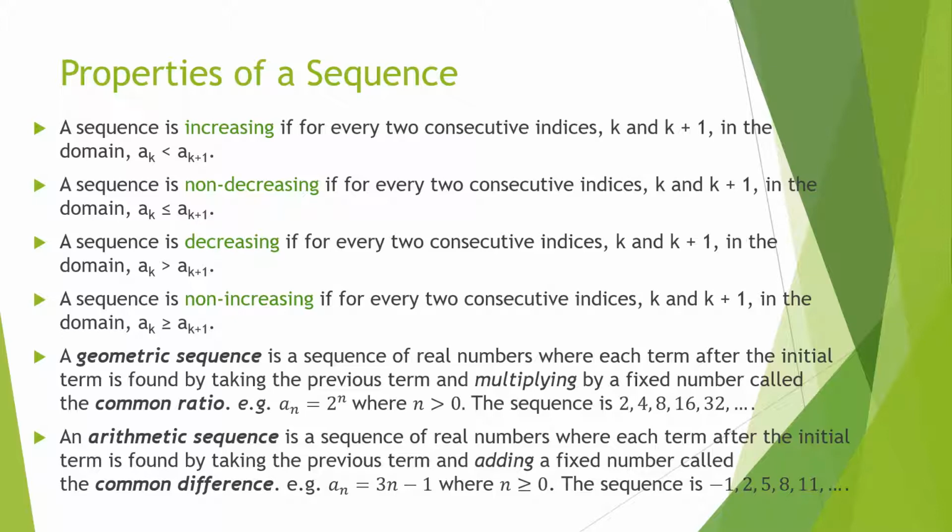So as you see, a term like 5 is equal to the previous term, which is 2, plus the common difference, which in this case is 3. And 8 is equal to 5 plus 3, which is the common difference. 11 is equal to 8 plus 3, which is the common difference. So the common difference is the 3 that is the coefficient of n in this explicit formula for the sequence.